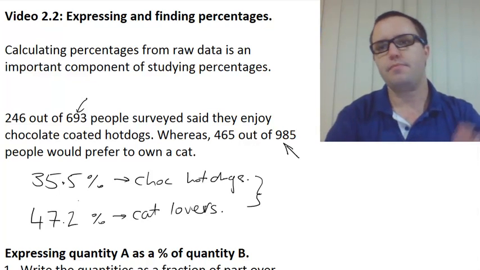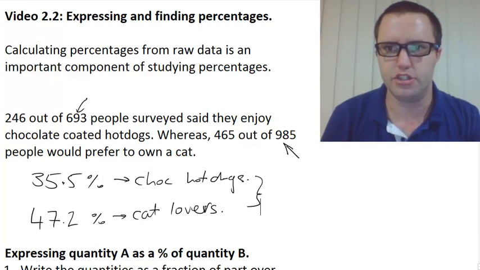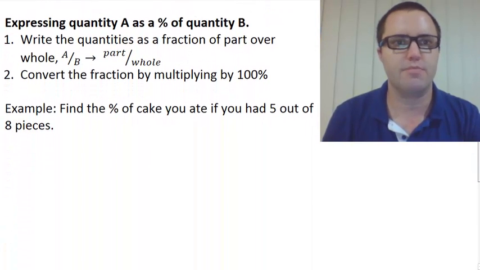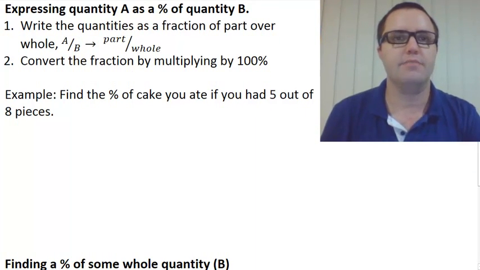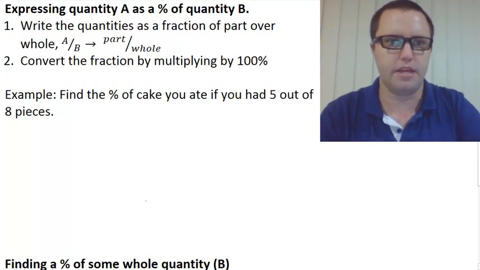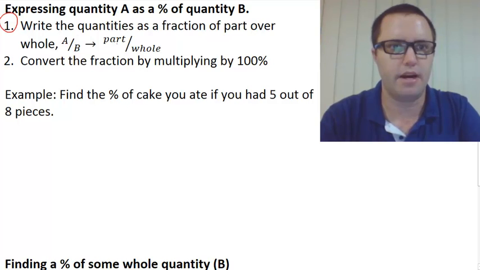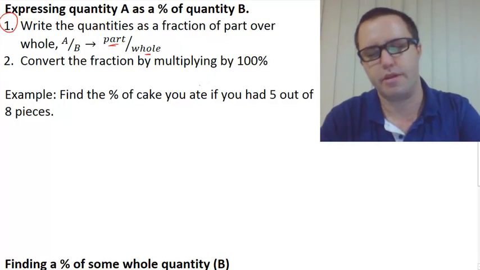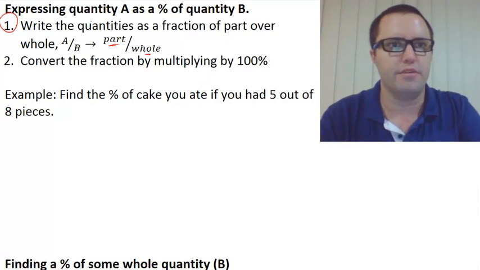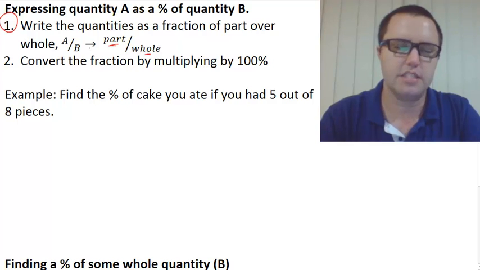Okay. So two of the skills we're going to be needing are, firstly, expressing quantity A as a percentage of some other quantity B. The way that we do that is we firstly write the quantities as a fraction of part over a whole. So quantity A over quantity B, the part over the whole. Then convert the fraction by multiplying it by 100, remembering when we talked about converting between fractions and percentages in the previous video.